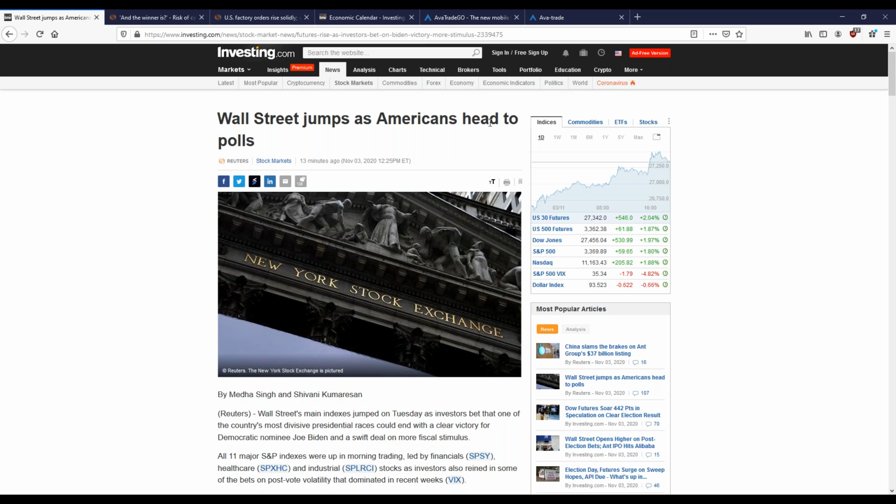Wall Street jumps as Americans head to the polls. If you go on to read, investors are betting that no matter who wins the election, there's going to be more stimulus. For sure, investors believe that if Biden wins the election in the US, the Democrats love stimulus, especially when they get credit for it. They were really blocking it when Trump was trying to pass it because politically they thought that was a good move, to not let the stimulus go through before the election, to kind of punish Trump. And maybe it worked for them. Maybe it's going to help Biden get elected.